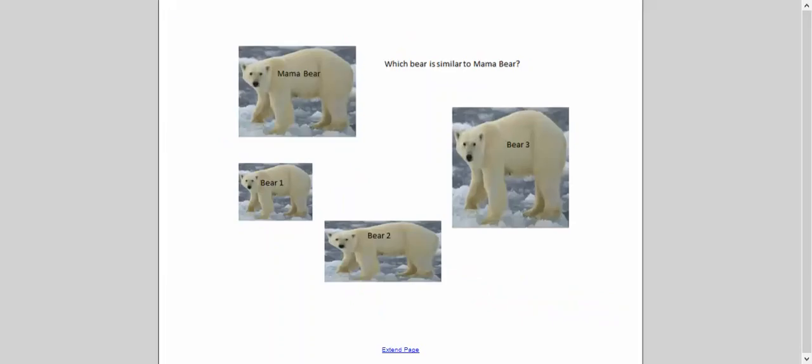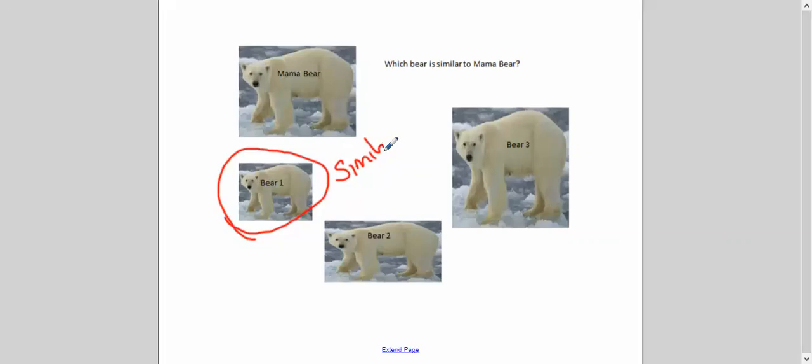Let's try this one. Ooh, mama bear, polar bear. So we're going to look at number 1, number 2, and number 3. Do any of those look like they're similar in shape, but not size? Yeah, I picked this one. This one looks like it is definitely just shrunk from the first picture up here. So this would be the similar figure.